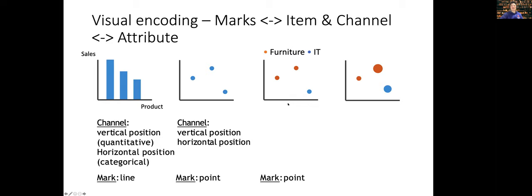So first, you have the X position as the product, the Y position as the sales. These two didn't change, so we still have those two channels to represent the attributes. So the channel is the X and Y position, and the attribute you present is the product and sales. And then finally, we are using a third channel, which is called color. Color is a visual attribute to represent a third attribute, which is the category of the product. So it has a value of either furniture or IT. It might have more values for that particular attribute. So this is one new attribute.